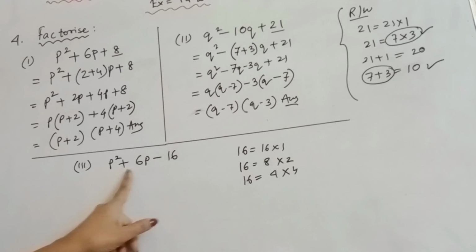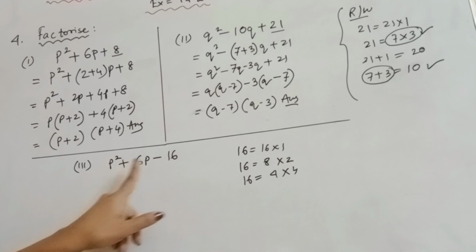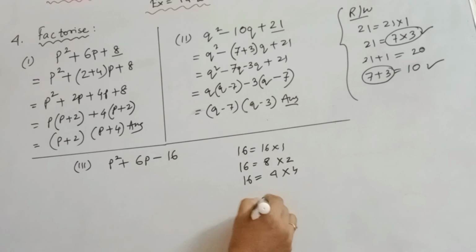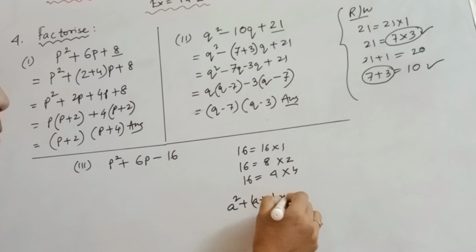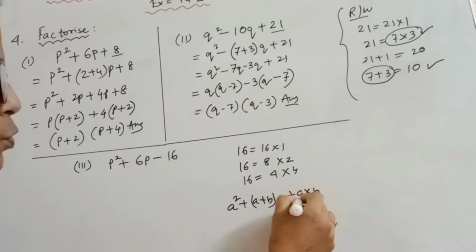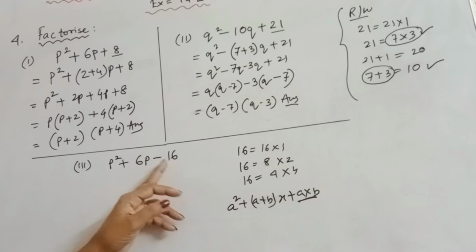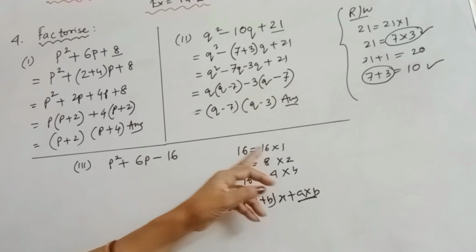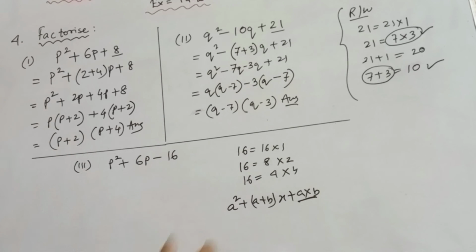P square plus 6p minus 16. We will not think about the plus or minus sign, whatever it is. We will just think about this identity, x square plus (a plus b) x plus a into b. You can remember it. So we will consider ab first. What is ab here? 16. If ab is minus 16, that means one sign will be plus and one sign will be minus. Afterwards I will explain it.